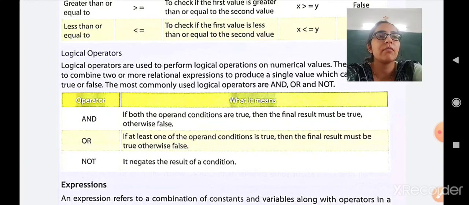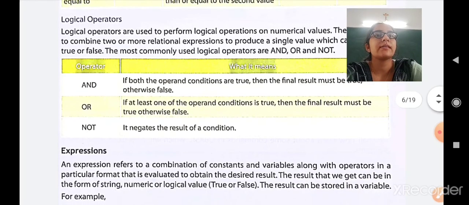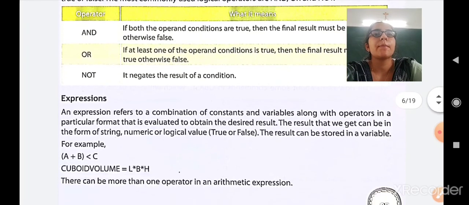So in today's session we have discussed about the variables, the type of variables, operators and the type of operators. I request all the students to revise it well. Now the next topic is expressions.